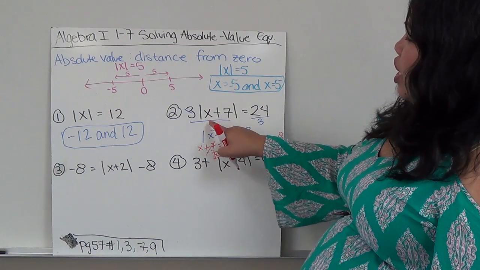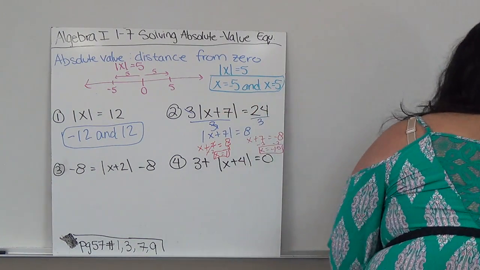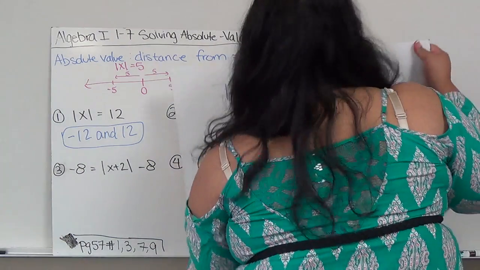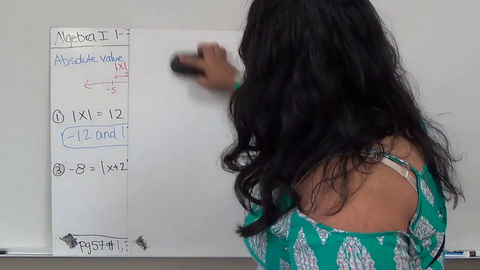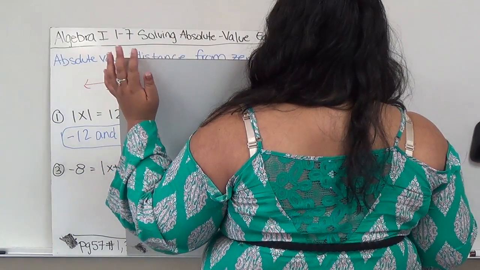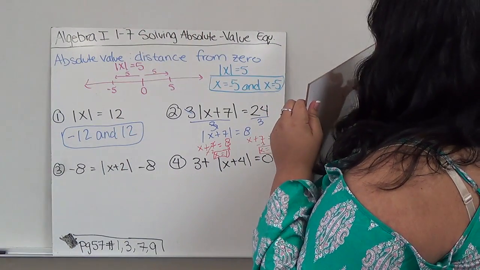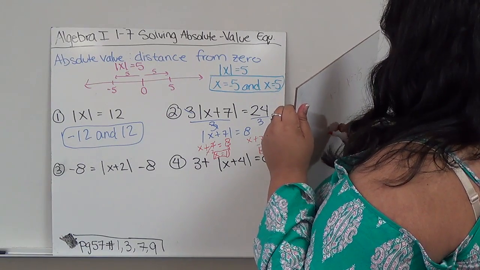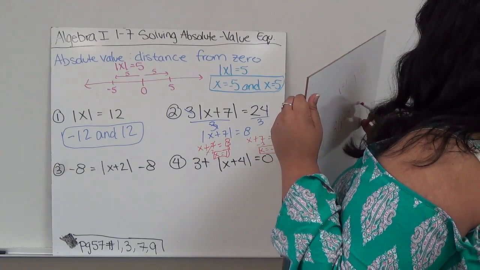So that means I can put a 1 here and find the absolute value. Okay, so I want to show you how that works. So I'm left with x equals 1 and x equals negative 15. And the equation is 3 absolute value of x plus 7 equals 24.